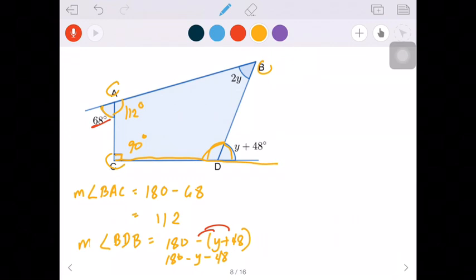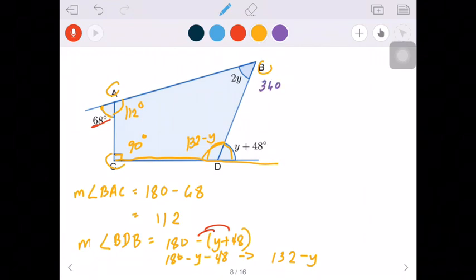But still, we can simplify this further. 180 minus 48, we can just get the difference for that. So that's 132 minus y. That's the measure of this angle. 132 minus y. That's angle BDC. Now that we know all the measures of the interior angles, we can go back to our equation.